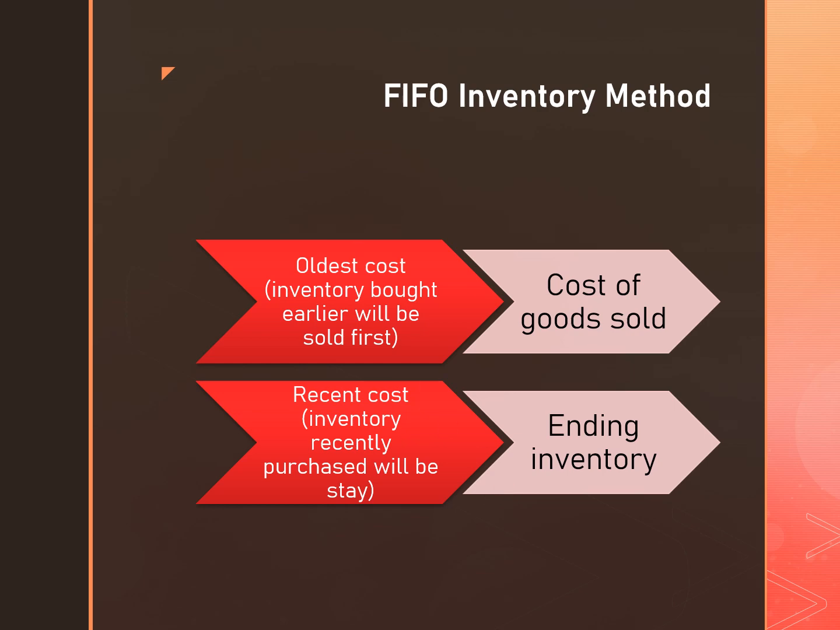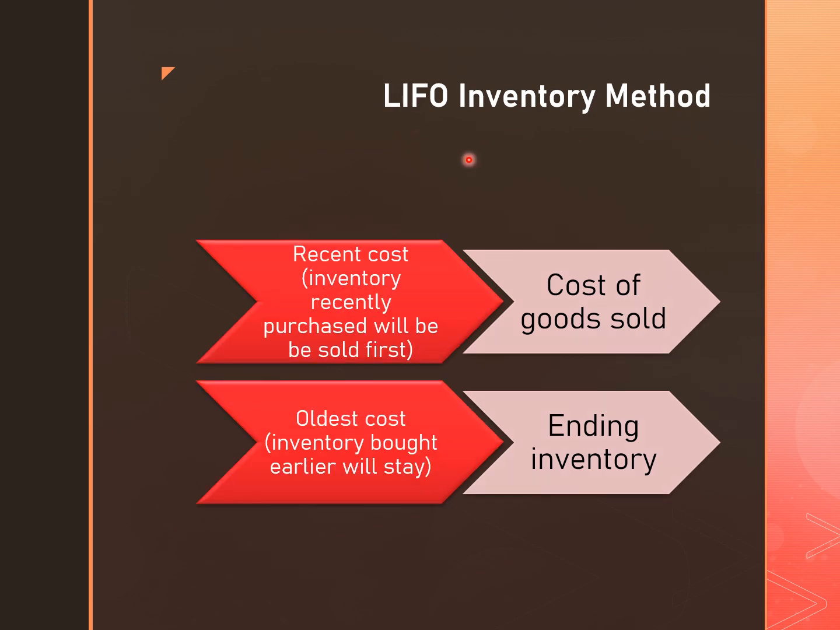Okay. This is LIFO method where the recent cost, inventory yang you baru beli tu dia akan dijual dulu. So inventory yang last in akan jadi the cost of goods sold. Inventory yang lama, yang lebih terdahulu, dia akan stay sebagai ending inventory. So you akan ambil inventory yang baru masuk, keluar dulu. Last in, first out. Okay. So dia opposite lah dengan FIFO.